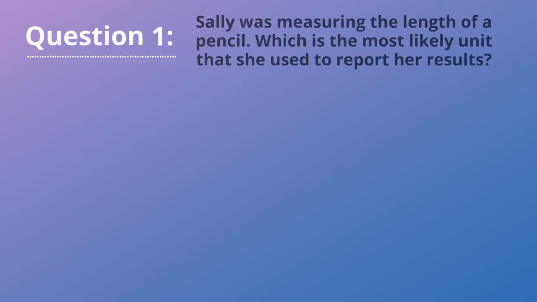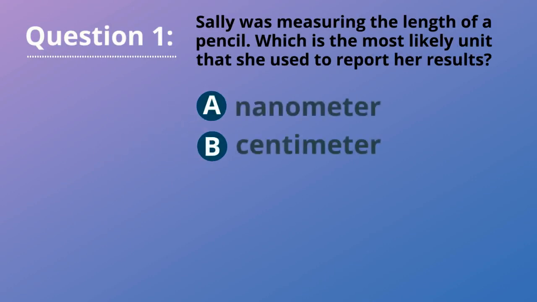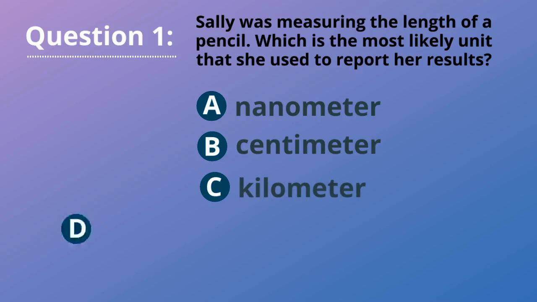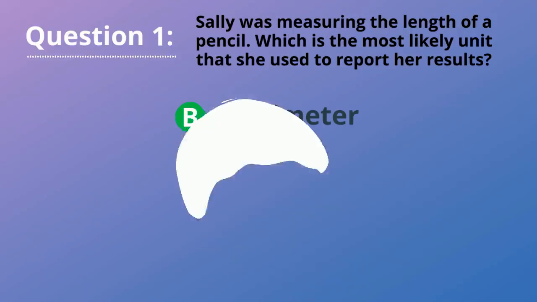Question 1. Sally was measuring the length of a pencil. Which is the most likely unit that she used to report her results? A. Nanometer, B. Centimeter, C. Kilometer, or D. Mile? The correct answer is B.